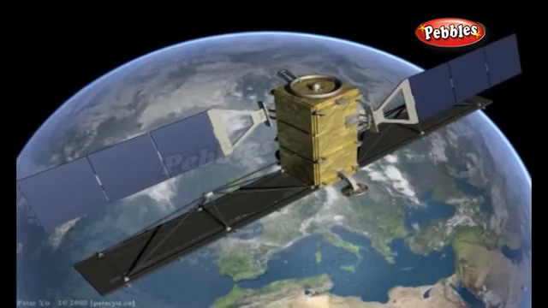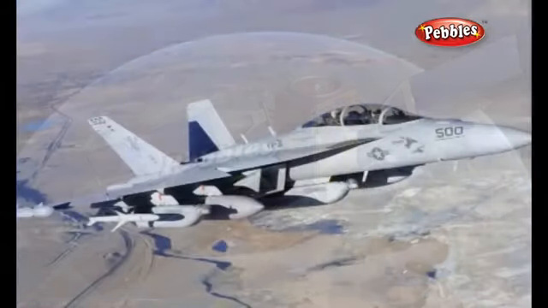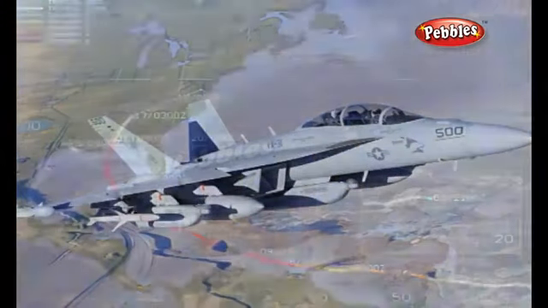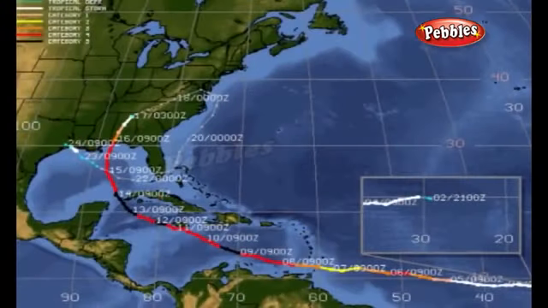NASA uses radar to map the Earth and other planets, to track satellites and space debris, and to help with things like docking and maneuvering. The military uses it to detect the enemy and to guide weapons. Meteorologists use radar to track storms, hurricanes, and tornadoes.